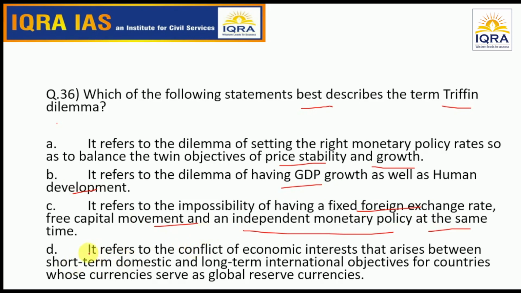Let's see. Obviously, I have eliminated all, but let's see what this Triffin dilemma is. It refers to the conflict of interest, economic interest, that arises between short-term domestic and long-term international objectives of a country whose currencies serve as global reserve currencies. So sometimes this happens, especially in economies like America or European Union, where their currencies are used as global reserve currencies. So they have a dilemma between short-term domestic and long-term international objectives.